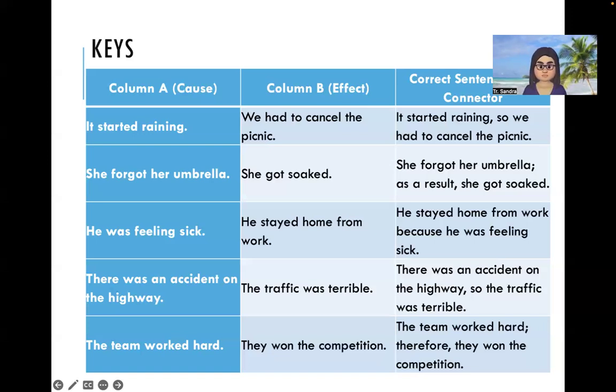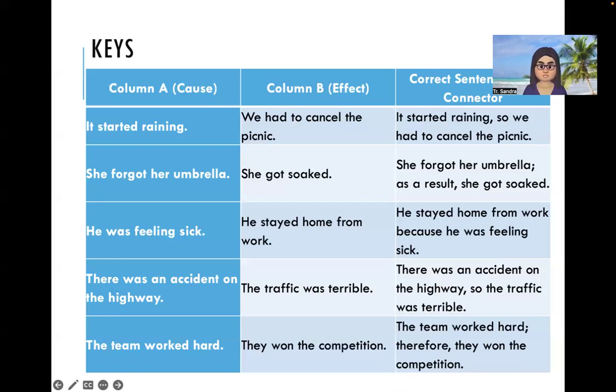Just the difference like this one here. We will go back to the exercise here. Why can't we use "as a result" like this, okay? So for sentence 4, right? There was an accident on the highway. The traffic was terrible. Here "so" is quite informal, and then "as a result" is neutral and just a little bit formal.